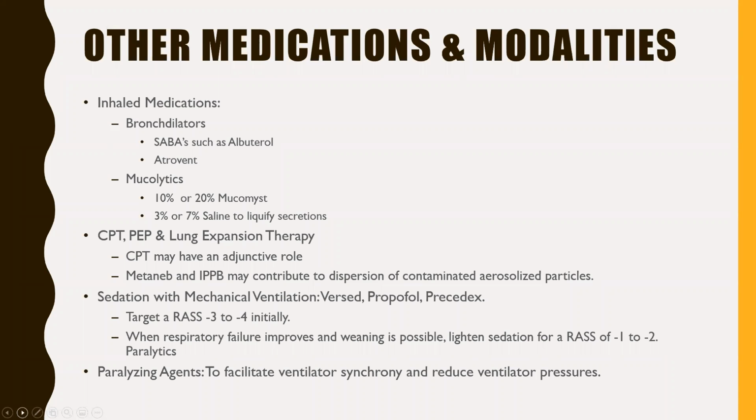Mucolytics also were used sparingly. We found that the mucus in the COVID patients that had respiratory failure was sometimes thin, sometimes thick. It was very variable. So it was in the arsenal, but not commonly used. CPT via the bed was also in the arsenal. PEP therapy, particularly things like Metanebs, were not used that widely because of fear that it could spread the infection further.